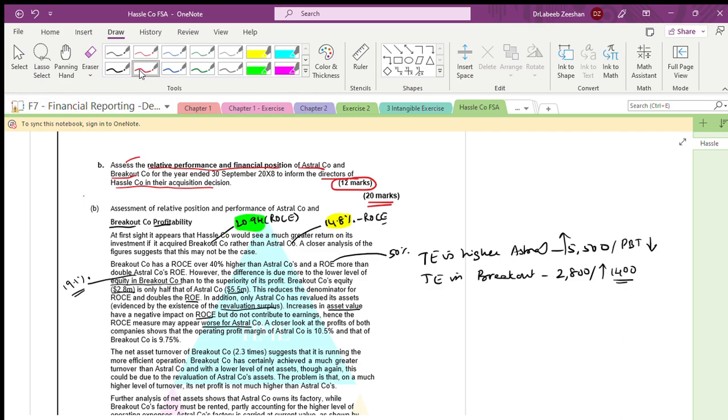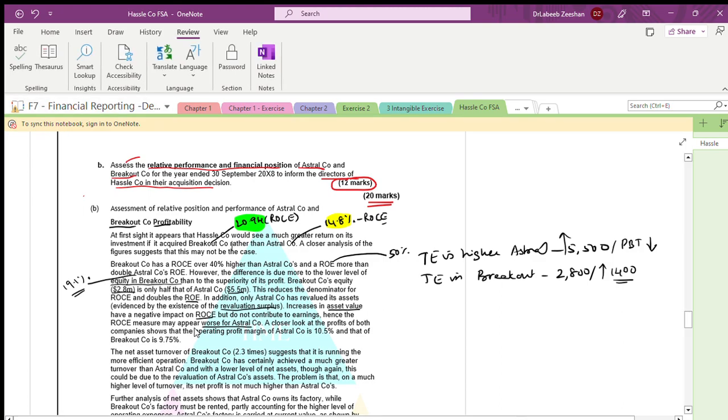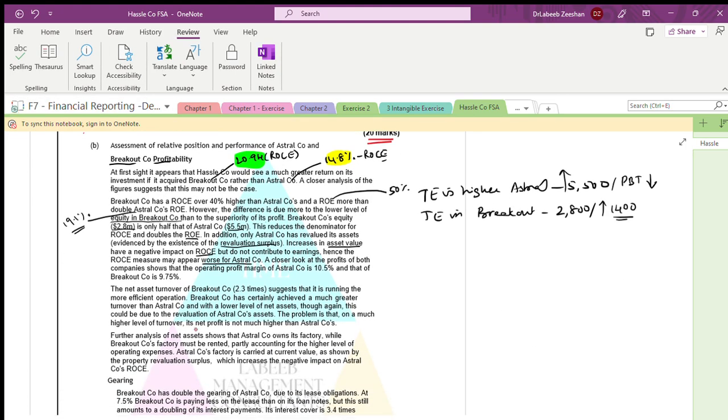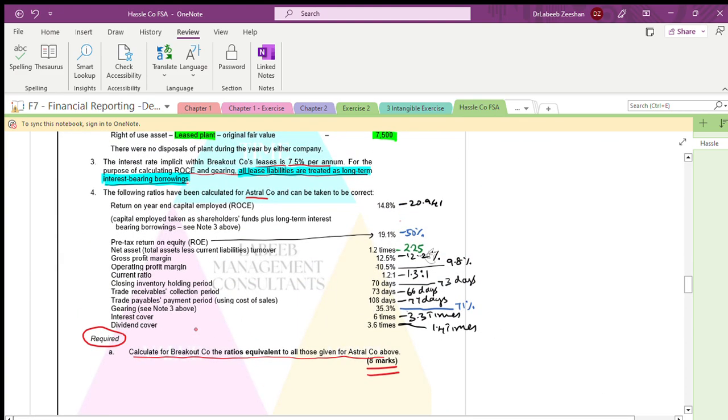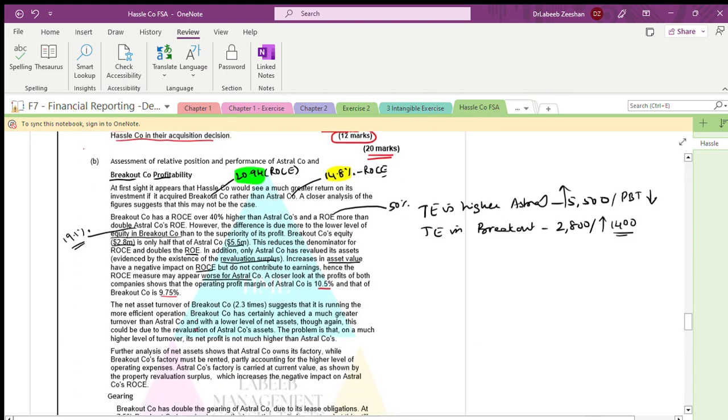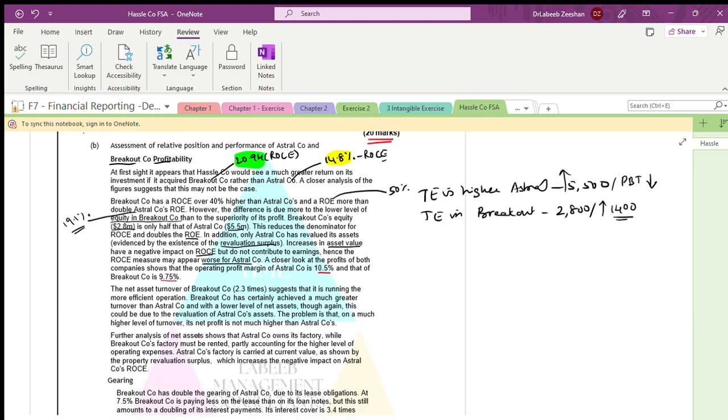20.94%. A closer look at the profits of both the companies shows that operating profit is how much? 10.5 and 9.75. There is not that much difference, is there? 10.5 and 9.8%, 9.75 or 9.8. That's fine. It's not that much of a huge difference.